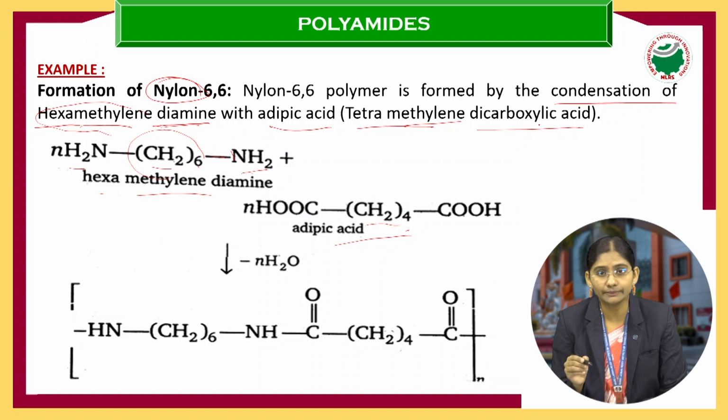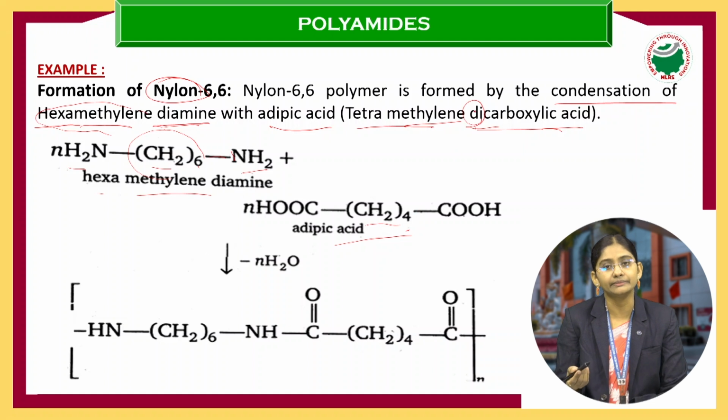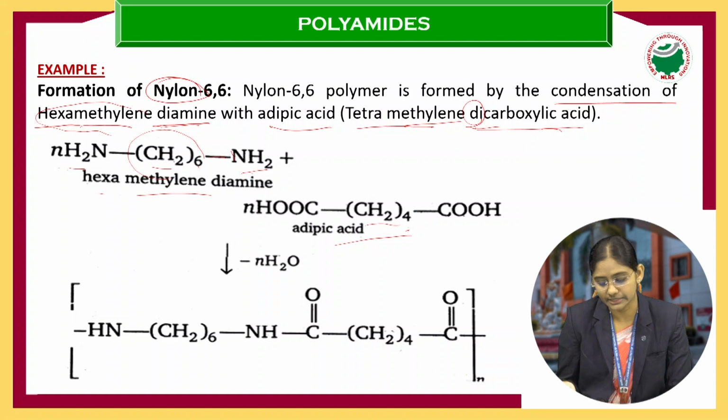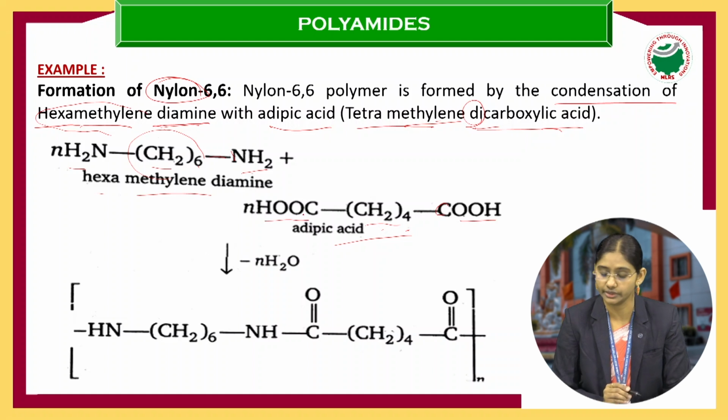And next, carboxylic acid. What is the functional group of carboxylic acid? COOH, right? So how many carboxylic acid groups are there? 2 carboxylic acid groups. That's why it is named as the dicarboxylic acid. So now see the structure here. CH2 tetramethylene, CH2 taken 4 times, and then here it is COOH, and this side also COOH, okay.